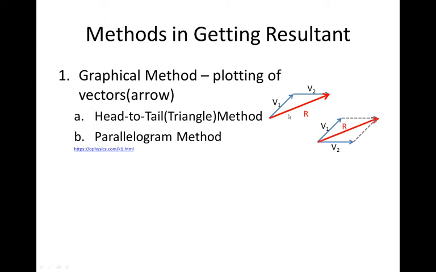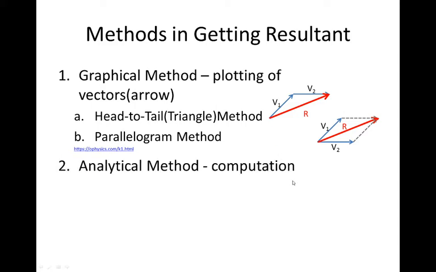If you observe, our head to tail method and parallelogram method are the same in terms of magnitude and direction of the resultant vector, but they differ in how you plot the vectors. So that is for the graphical method. You are going to plot, and then in determining the resultant vector you use a ruler for the magnitude or the length of the arrow, and for the angle you can use a protractor. The angle will give you the direction.